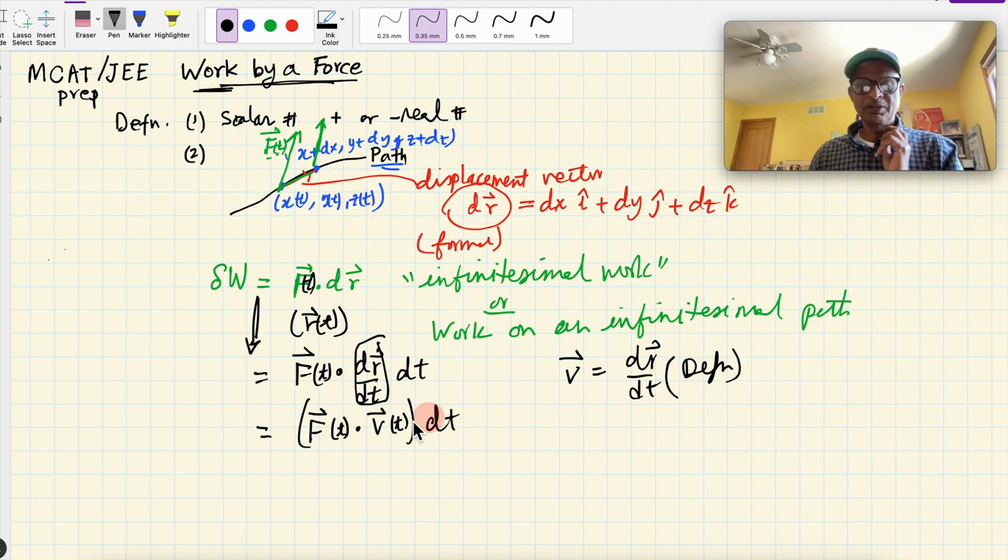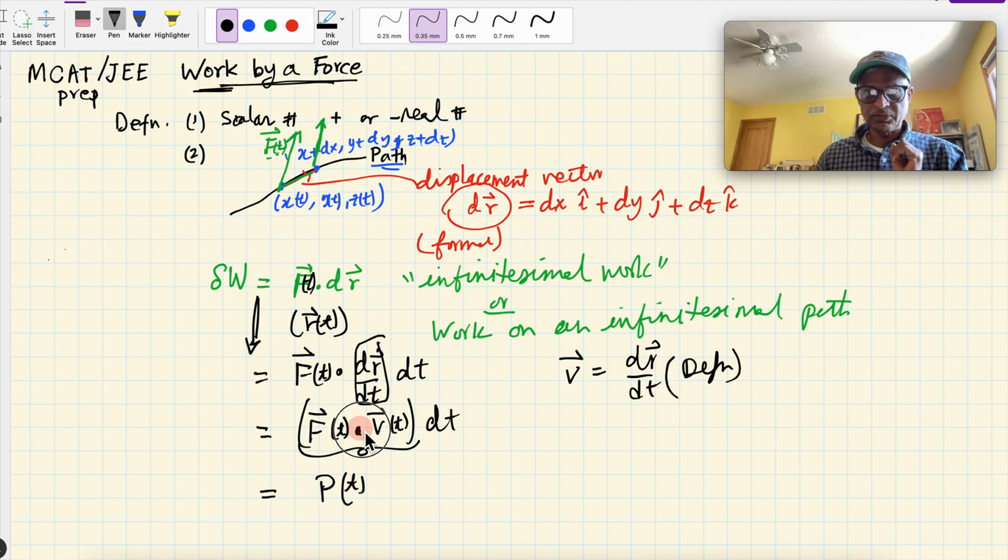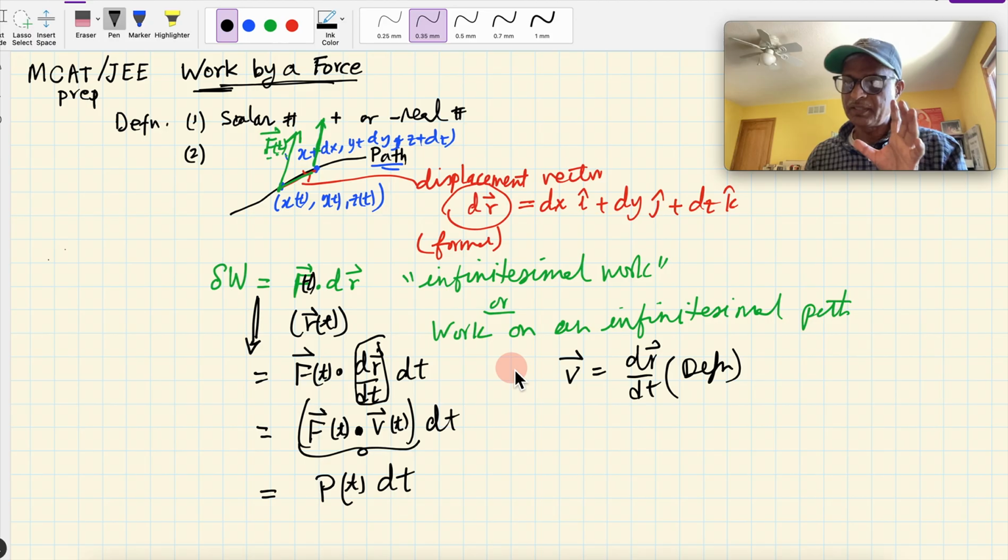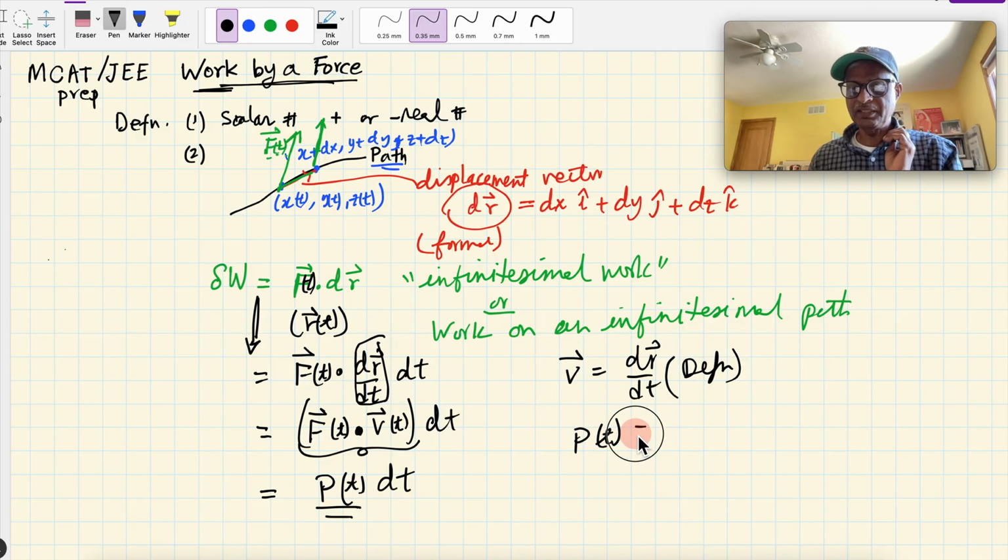Now this thing we also call power. Okay, so this is also a single number because it took a dot product. Dot product creates a single number, times dt. So there are several ways you can actually write the work. You can write work as the power of the force. Power of the force at instant t is the force at instant t times the velocity at instant t.